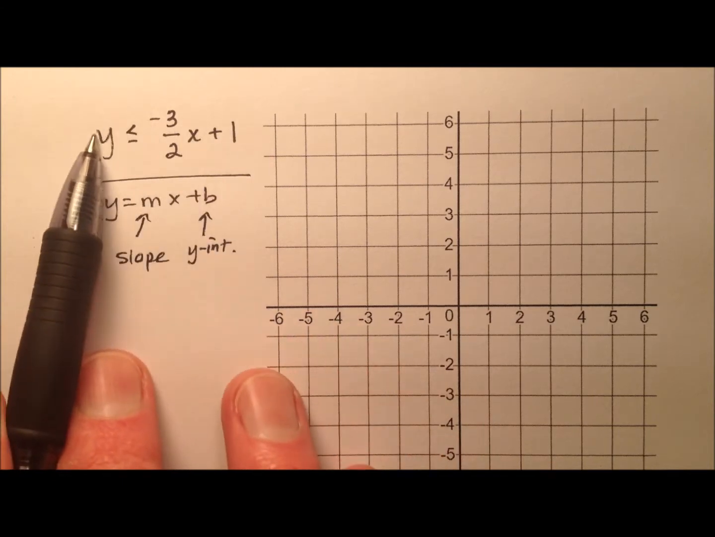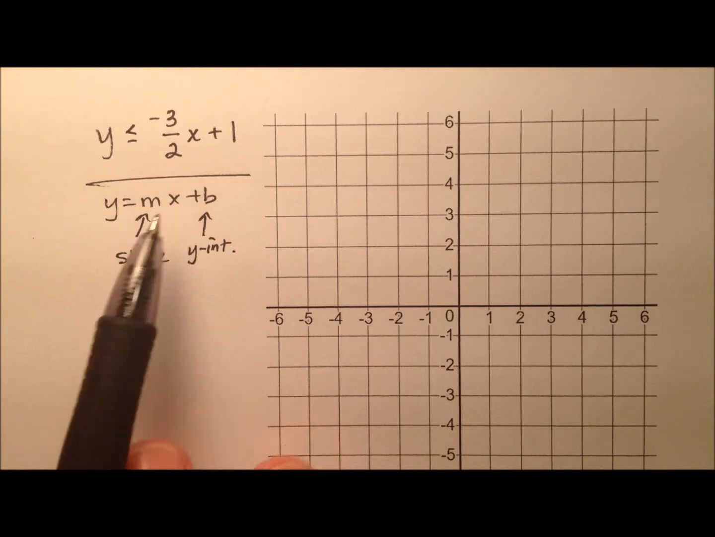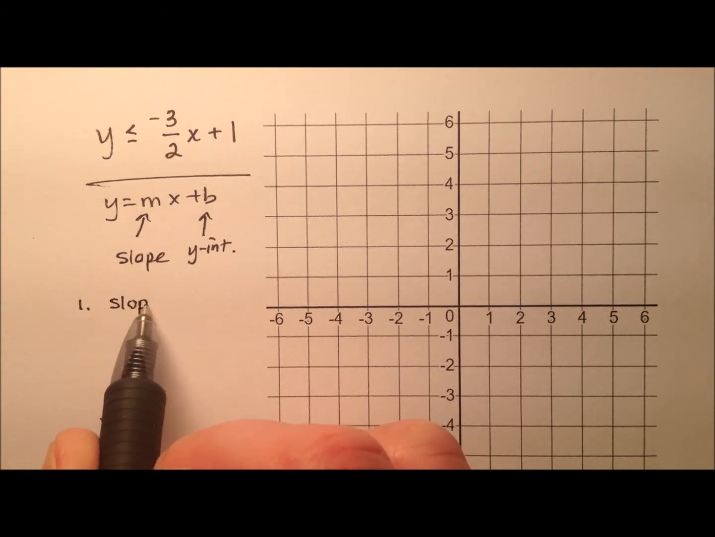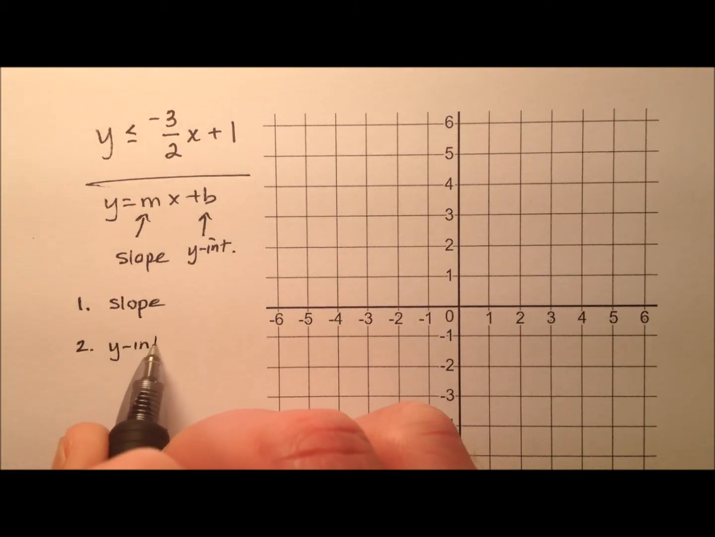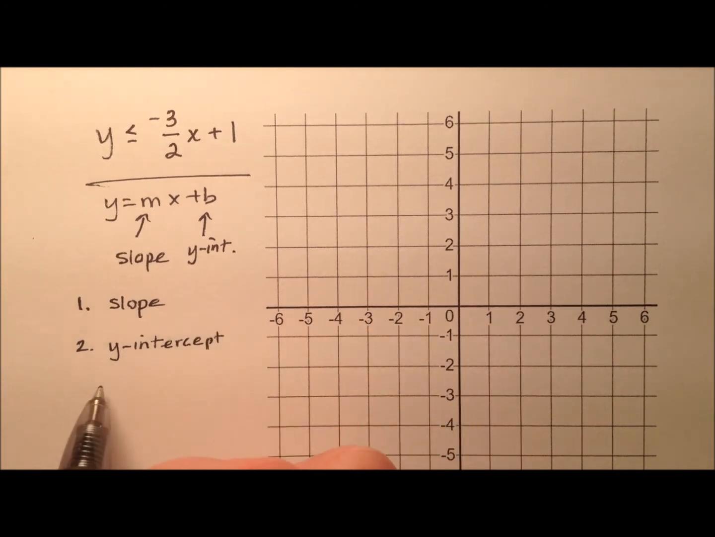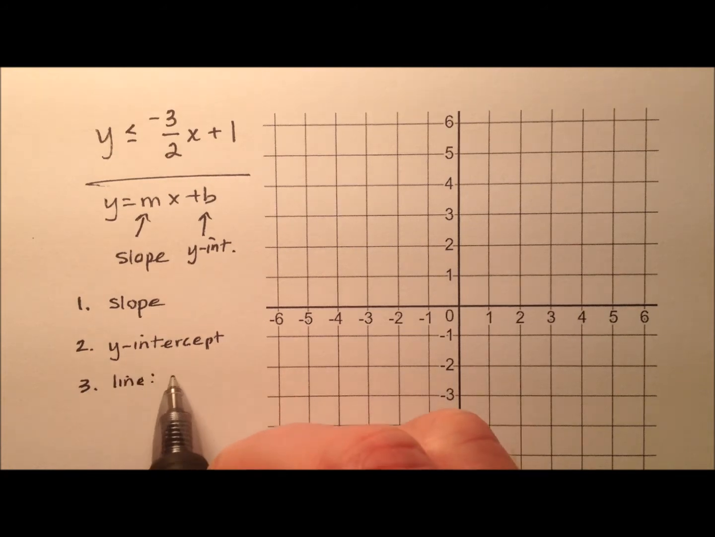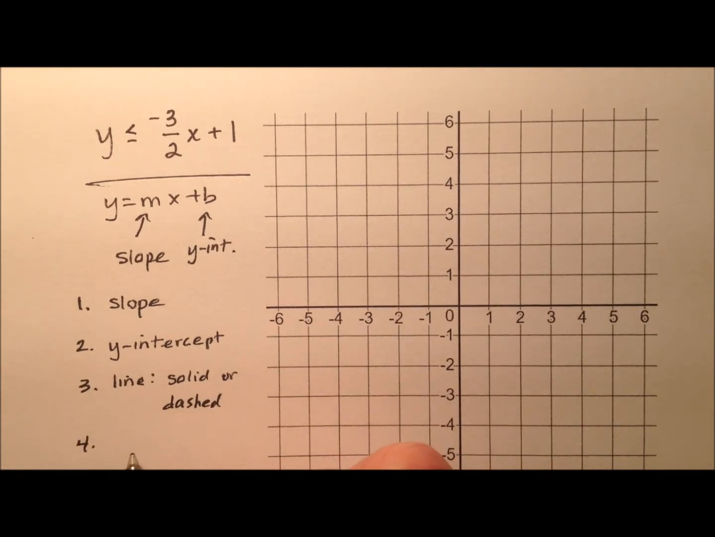When you're graphing these linear inequalities in two variables, we'll always talk about 4 important pieces of information that we need. The first one is your slope. We always need to know the slope of the line, which is your rate of change. The second piece of information is the y-intercept, or your starting point for your graph. The third is, is the line going to be solid or dashed? And the fourth one is, where are you going to shade? Are you going to shade above or below?